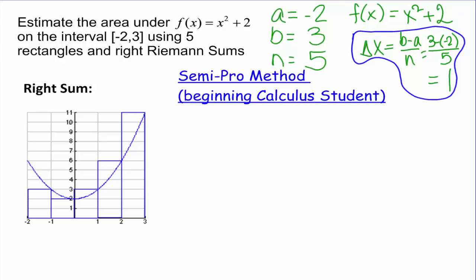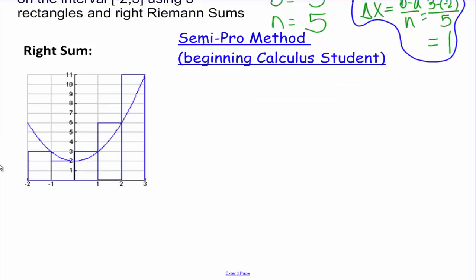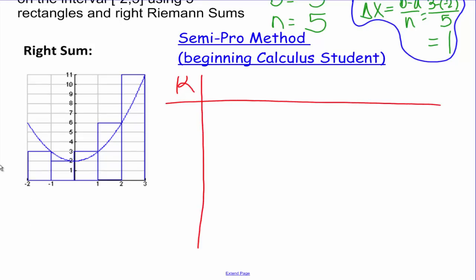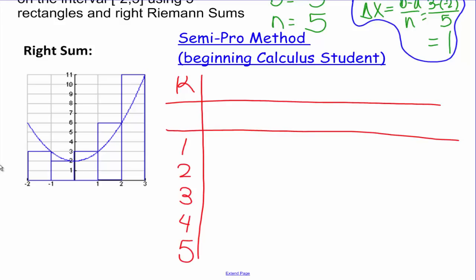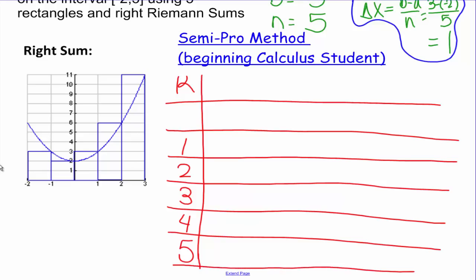So what I'm going to do is make a chart. And I'm going to start on this chart with a column for K, because K, remember, tells us what rectangle we're on. We'll make a column for directions there, and then we're going to have rectangle 1, rectangle 2, rectangle 3, rectangle 4, and rectangle 5. Now what we would really love is to know the area of each of these rectangles. So that's the last column over here.